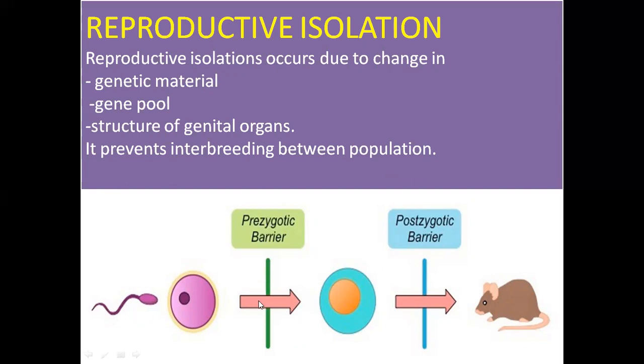Pre-zygotic barriers means before the formation of zygote, some barriers occur here. It does not allow sperm and egg to fuse. So this is called a pre-zygotic barrier. And after the fusion of egg and sperm, again there are post-zygotic barriers so that reproduction will not occur. So these are called pre and post-zygotic barriers. This is under reproductive isolation.